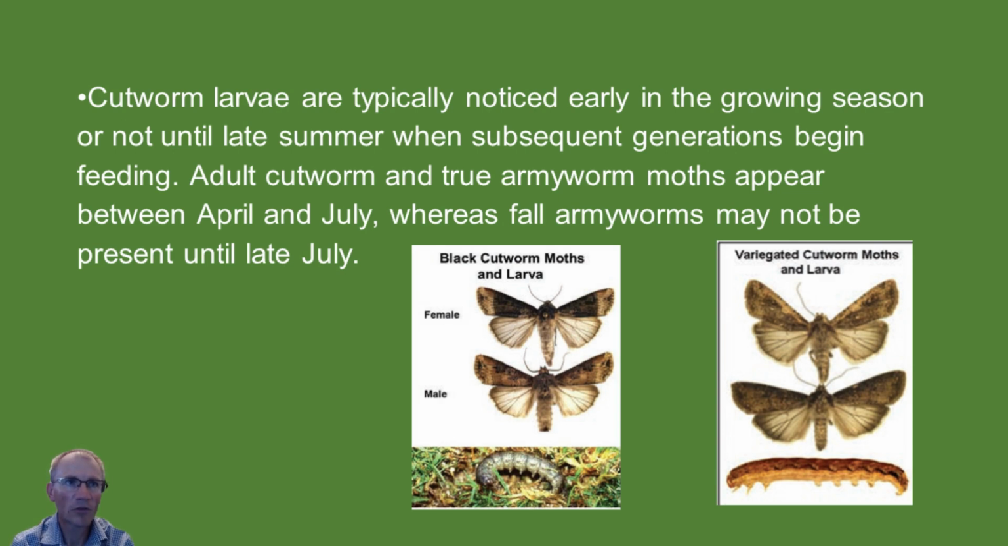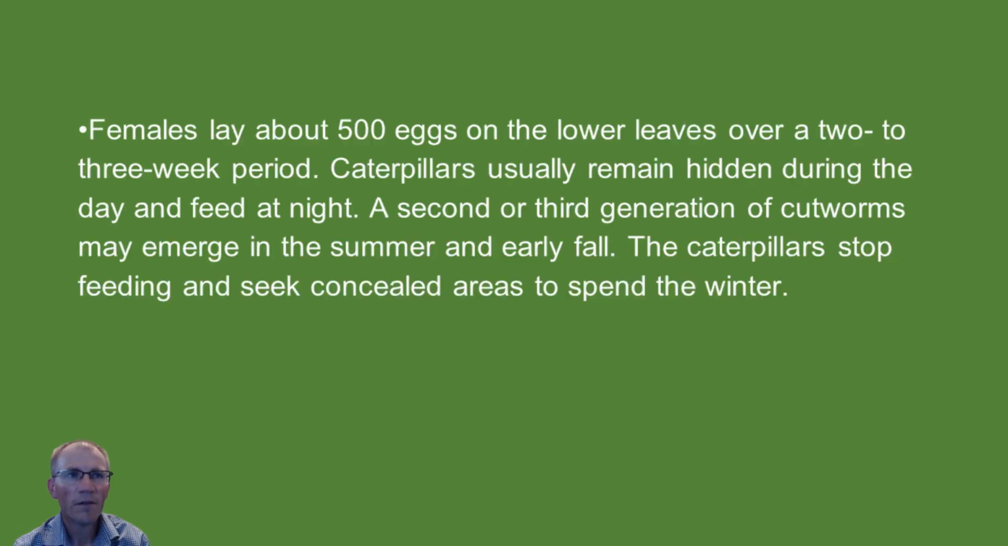Adult cutworm and true armyworm moths appear between April and July, whereas fall armyworms may not be present until late July. Females lay about 500 eggs on the lower leaves over a 2 to 3 week period. Caterpillars usually remain hidden during the day and feed at night. A second or third generation of cutworms may emerge in the summer and early fall. The caterpillars stop feeding and seek concealed areas to spend the winter.